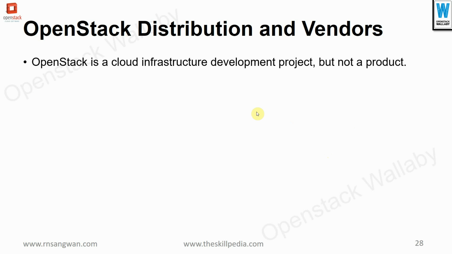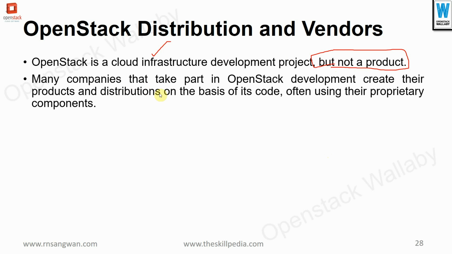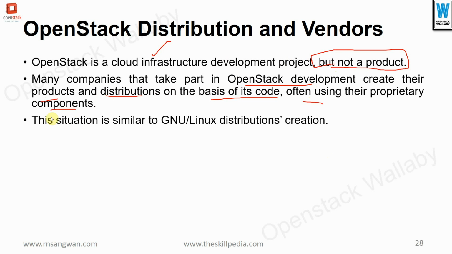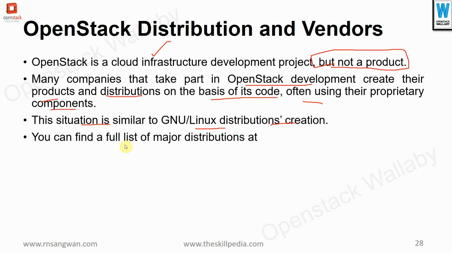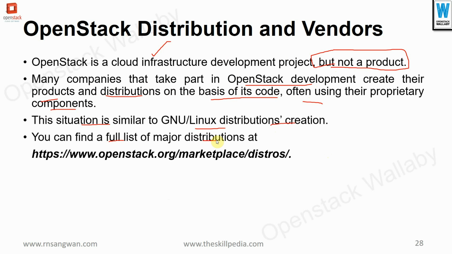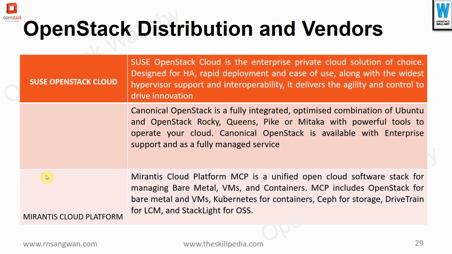OpenStack distributions and vendors. OpenStack is a cloud infrastructure development project, but not a product. Many companies take part in OpenStack development, create their products and distributions on the basis of its code, often using their proprietary components. This situation is similar to GNU distribution creation. You can find the full list of major distributions at this URL: openstack.org/marketplace/distros.